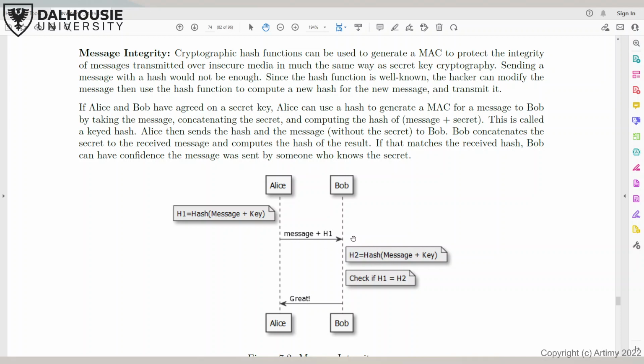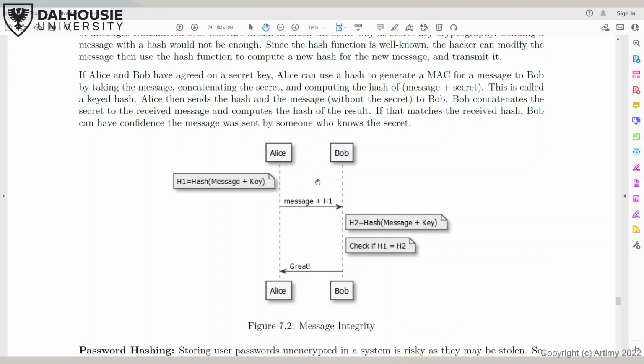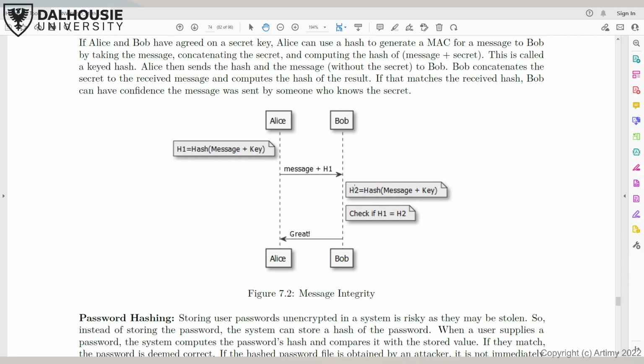So Bob cannot reverse H1, but he can calculate H2 by taking the message and the key that both agreed to, and he hashes them. And if H1 and H2 are the same, then Bob knows that Alice's message was unchanged on the way. Again, in some applications we don't need to have a key, right? But this is the more general approach where we have a key shared between Alice and Bob.